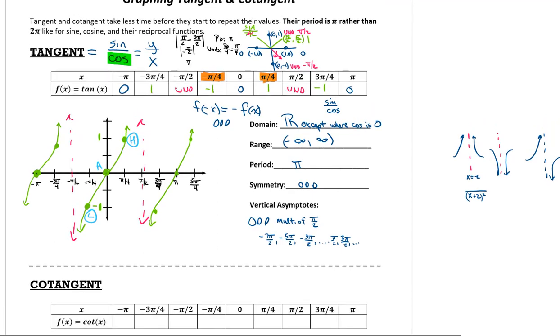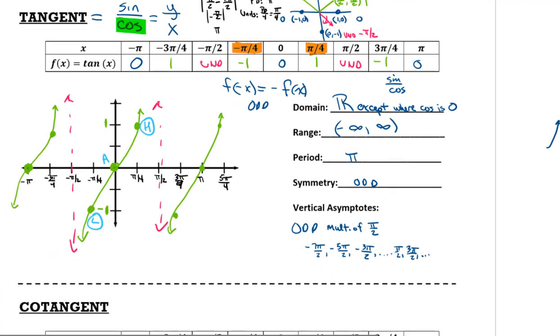So that's tangent. Cotangent is going to be very similar, except we'll have a little bit of shift.